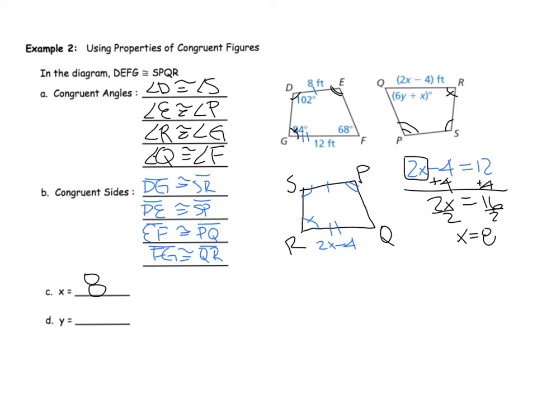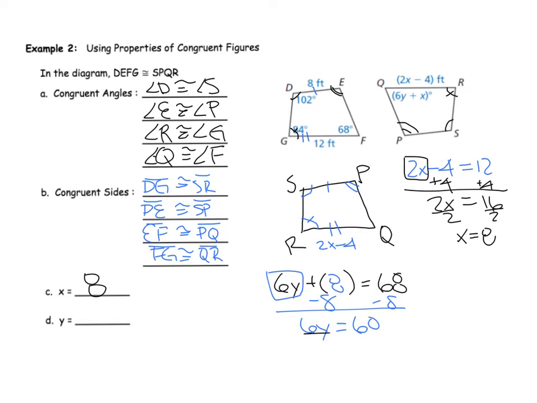And now for Y, that's a degree, and it's where Q is. And Q is congruent to F, which is 68. So 6Y plus X, which we already know, equals 68. X is 8, so I'm going to plug that in. Then we're solving for Y. So we're going to subtract 8 from both sides. We get 6Y equals 60. Last step is to divide both sides by 6. And we get Y equals 10.